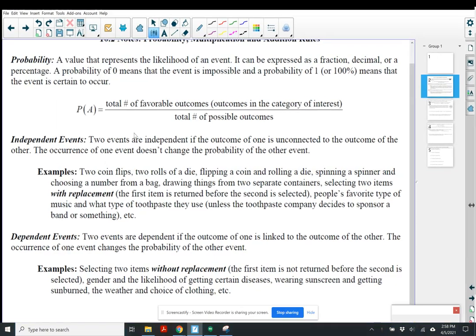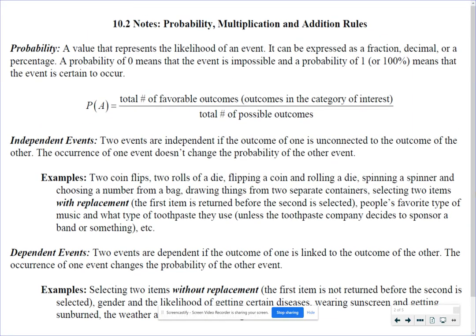All right, today we are going to look at 10.2. So this video looks at 10.2. We're going to talk about probability, multiplication, and addition rules of probability as well. So just a reminder, probability is the likelihood of an event.